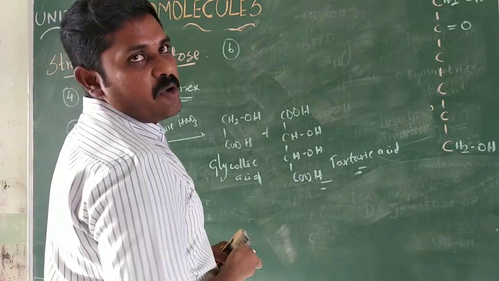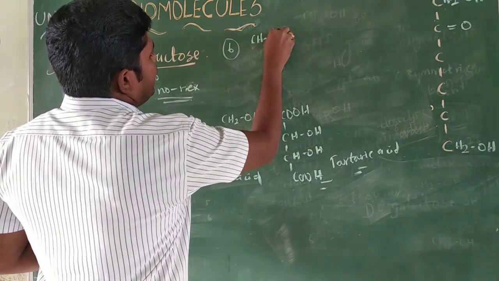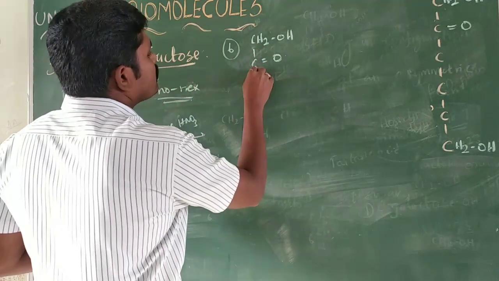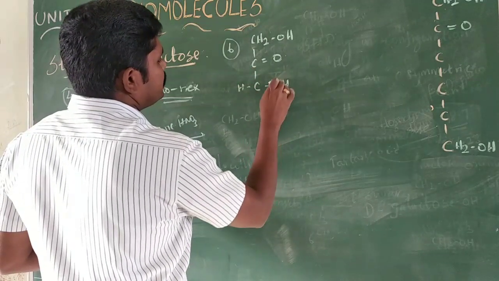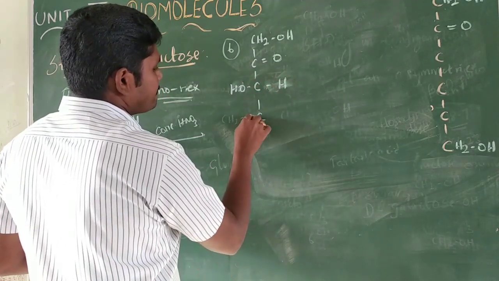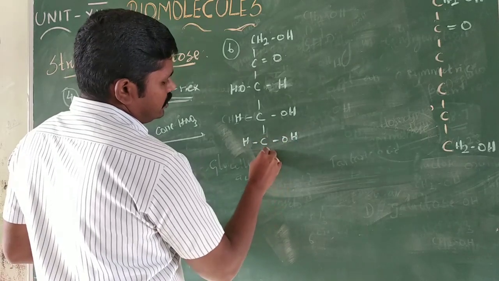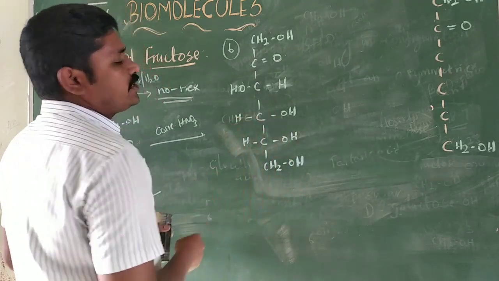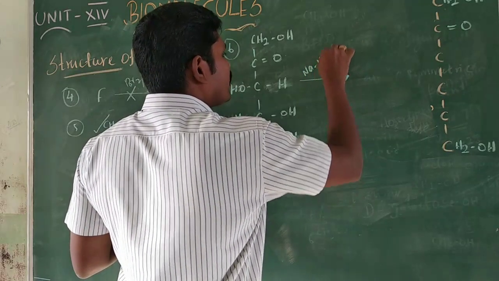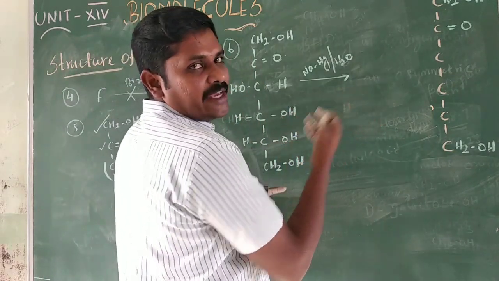Next, partial reduction of fructose by sodium amalgam and water. The structure is CH2OH, C double bond O, CH2OH, with the H and OH groups on the chiral carbons, and CH2OH at the end. Partial reduction with sodium amalgam and water gives two isomeric forms.